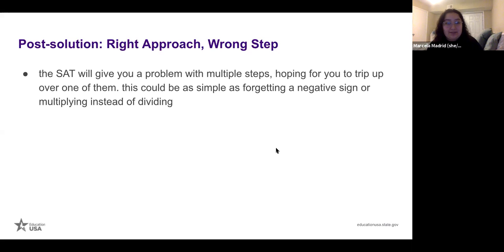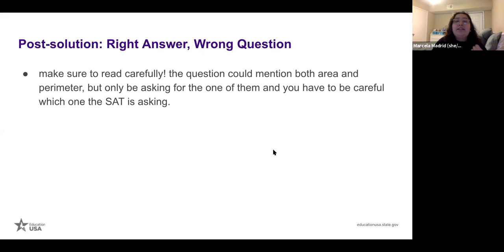So the SAT will also know that students do that just like me. So you want to make sure you look at your negatives, or you're making sure you're multiplying, not dividing, dividing instead of multiplying. The second one is you have the right answer, but you're asking the wrong question.